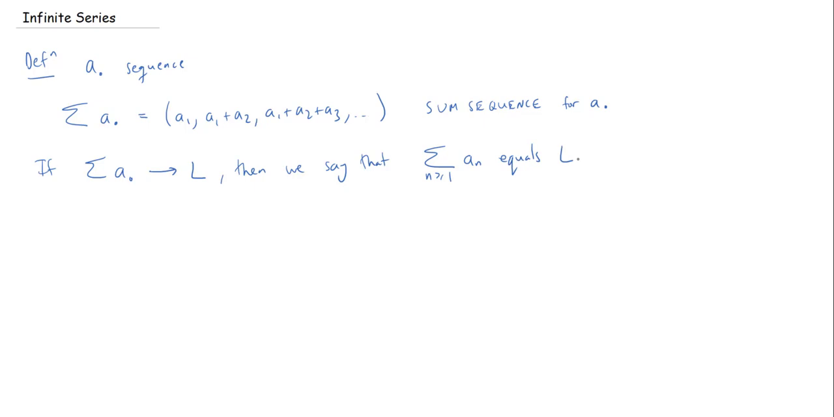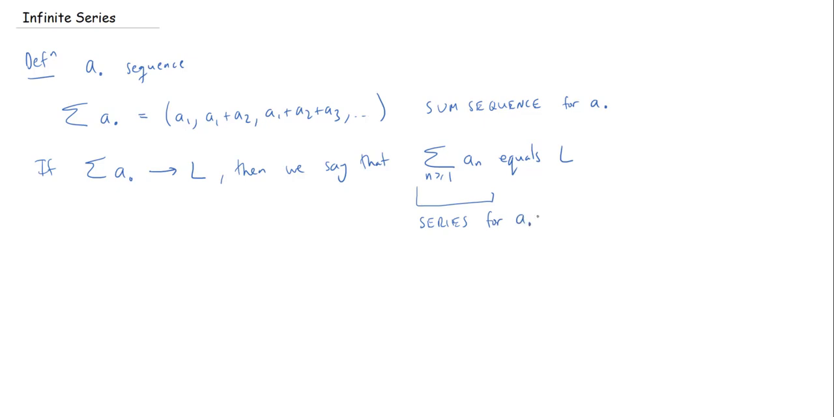Okay, and this gadget right here, this summation, it looks like a summation, right? It doesn't really make sense. Like we can't add up an infinite number of things this way, right? It's really a limit of sums, right? Namely the limit of the sum sequence. This is what we call the series for A, or corresponding to A.